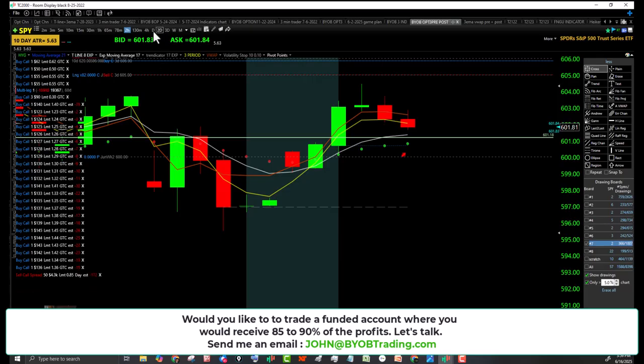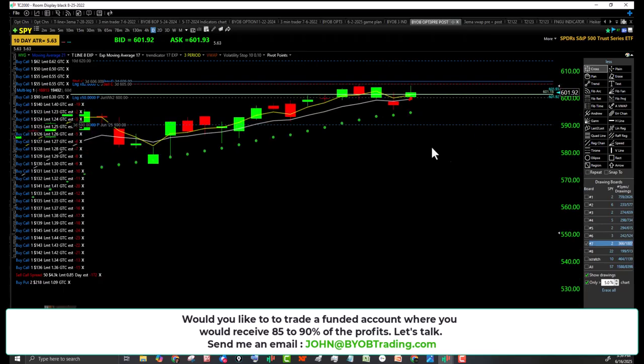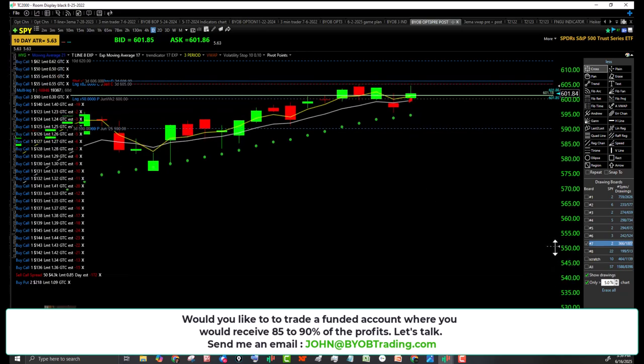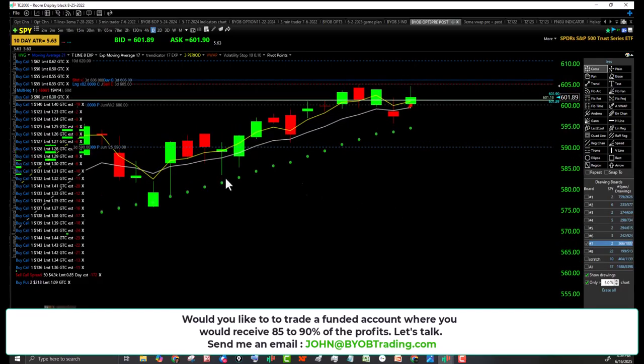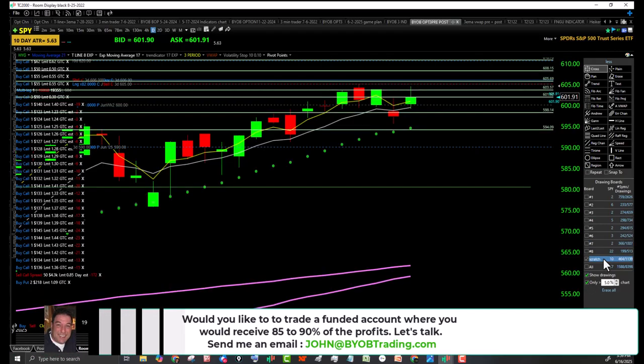On the daily chart, we still have a daily uptrend. Higher low, higher high, closing over a bullish trap. That is a bullish environment. Closing up over the 17 EMA, that's the green dots. That is a bullish environment. Closing up in quadrant 4.